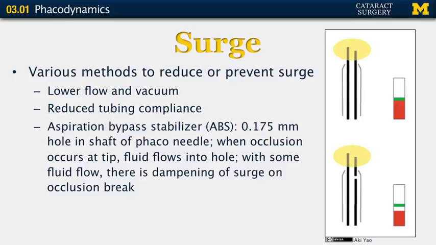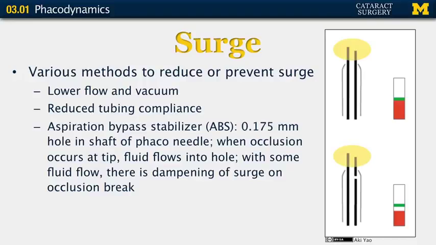And lastly, I want to mention what we call the aspiration bypass stabilizer, the ABS. You can see it pictured on the right side here of the screen. And on the bottom, you see a small hole that's actually drilled in the shaft of the phaco needle. And what this does is actually allows some fluid to go into the phaco handpiece even when the tip is occluded, as it's supposed to be demonstrated in this picture here. So with some fluid flow, there's actually dampening of surge once the occlusion does break.